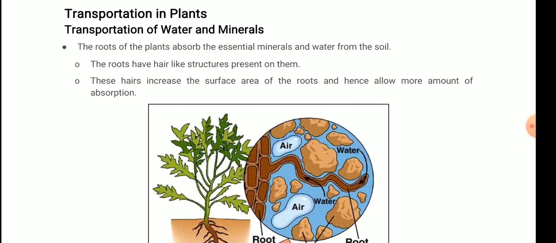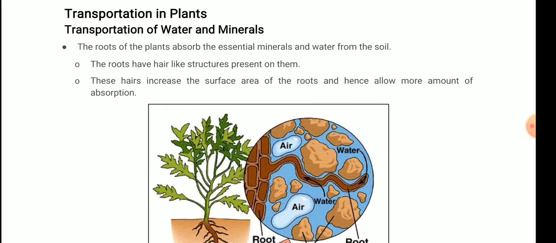Transportation of water and minerals. The roots of the plants absorb the essential minerals and water from the soil. This is very important, and you all know that. What is the main function of the root? The main function of the root is to absorb water and minerals from the soil.